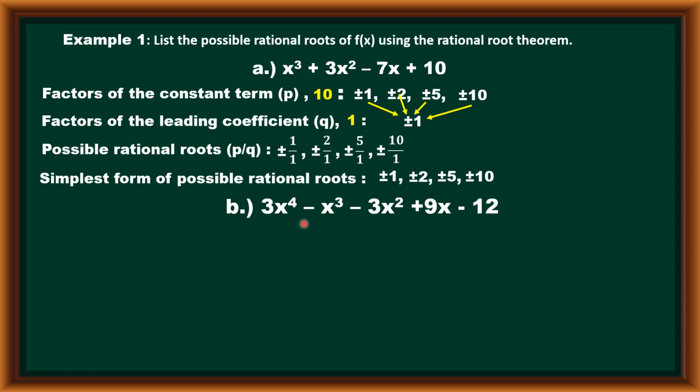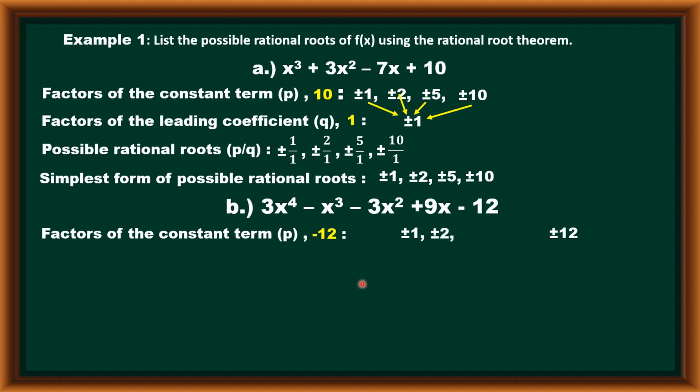3x to the 4th power minus x cubed minus 3x squared plus 9x minus 12. Again, factors muna ng p, yung constant natin. Ito yung walang kasamang x, which is negative 12. So, ano-ano yung mga number pag binultiply 12 ang sagot? We have 1 times 12. Ano pa? Pwede ring 2 times 6 para maging 12. Or, pwede rin namang 3 times 4. Ayan, para maging 12. So, ito na yung mga factors ng P natin.